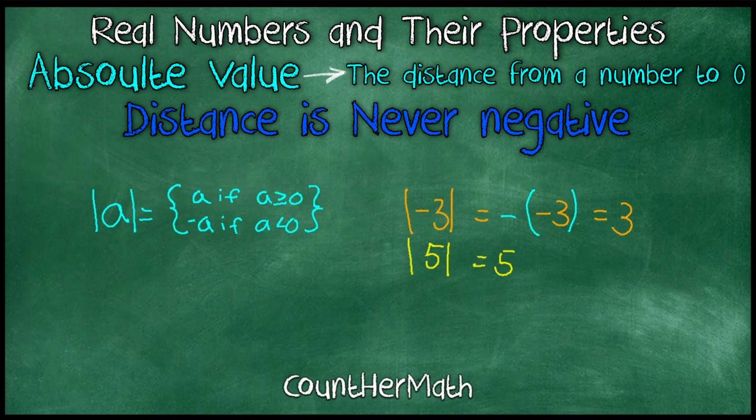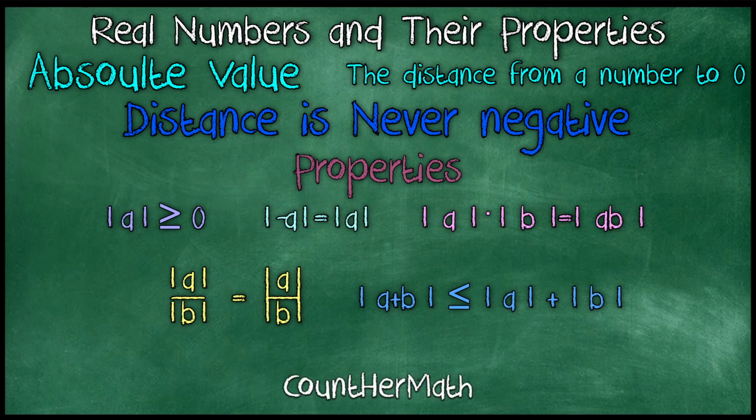Now let's take a look at the properties of absolute value. Our first property tells us that the absolute value of A is always greater than or equal to 0. Our second property says that the absolute value of negative A is equal to the absolute value of A. So that tells us the absolute value of negative 3 is the absolute value of 3, which both are equal to 3. We then have the absolute value of A times the absolute value of B is equal to the absolute value of AB. That one works because if we have two positive numbers and we multiply them together, we're going to end up with a positive number.